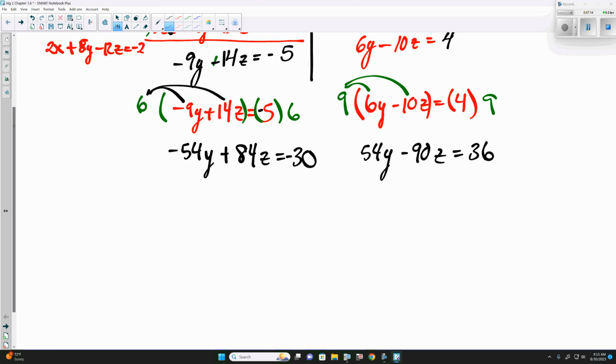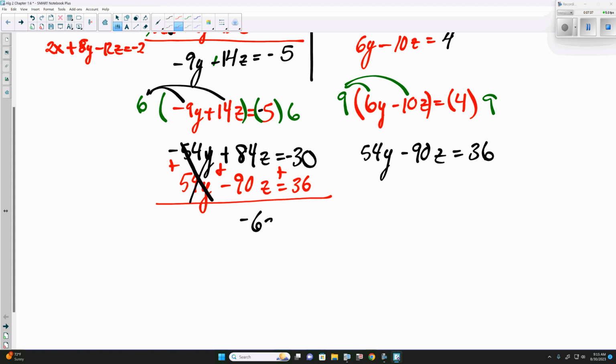Now at this point, we're going to put one on top of the other. I'm just going to rewrite the other underneath here. And because our signs for y are opposite, we're going to add, because negative 54y plus 54y is 0. 84z plus negative 90z is going to be negative 6z. Negative 30 plus 36 is 6. Divide by negative 6, so z is equal to negative 1.